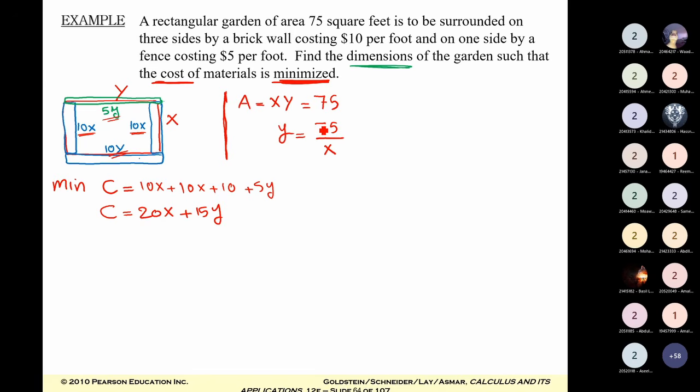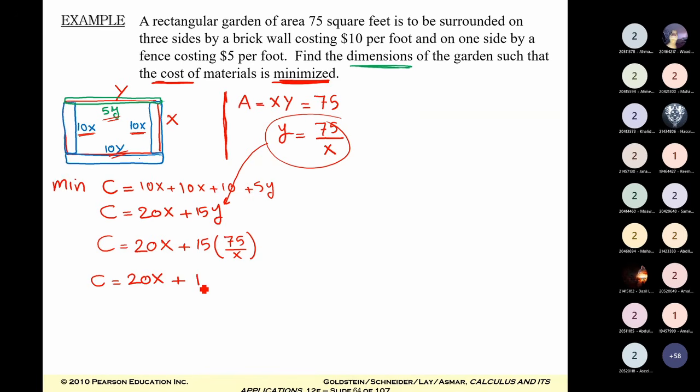Now we can substitute y as 75 over x. So we have the cost equals 20x plus 15 multiplied by y, 75 over x. So the cost equals 20x plus 15 multiplied by 75, which equals 1125 x to the power minus 1.